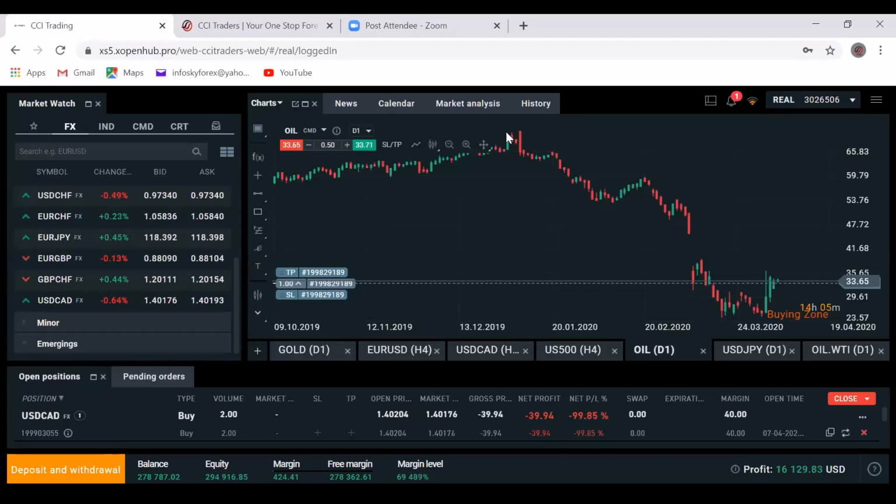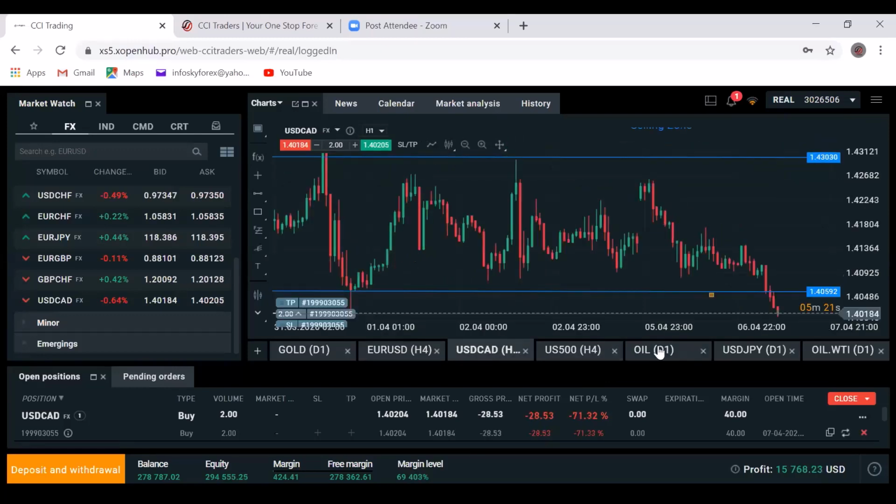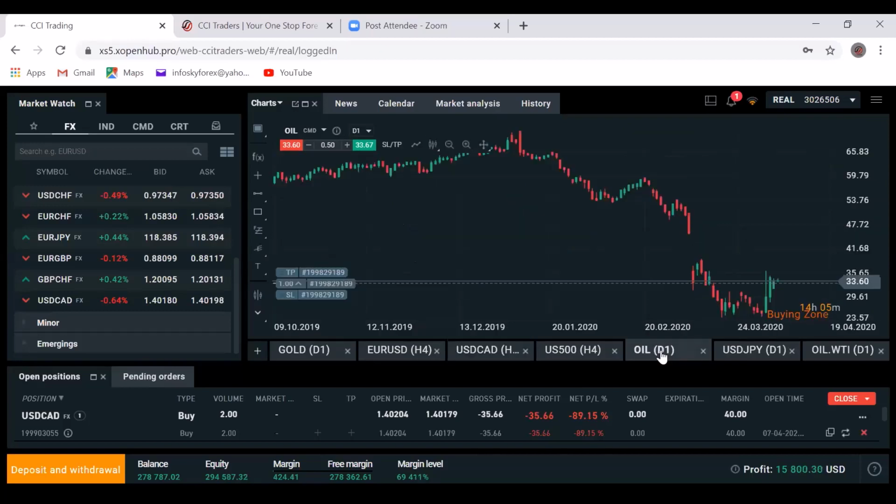So this is what you analyzed for us now. We can place the trade on it, sir. Yes. If you have enough fund, you can sell US 500, buy US Canada. Oil is still on buying zone. Yes, so oil is still on buy.